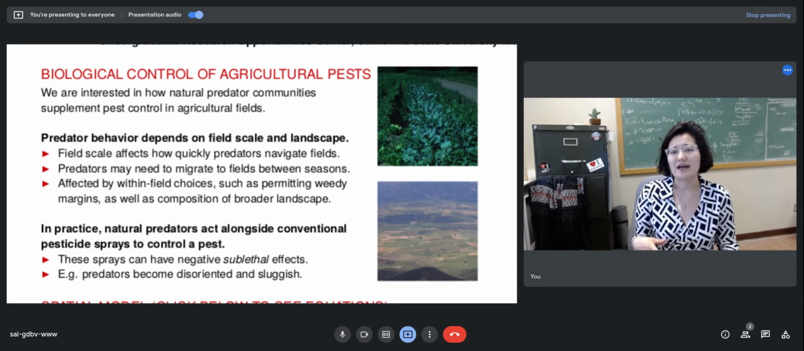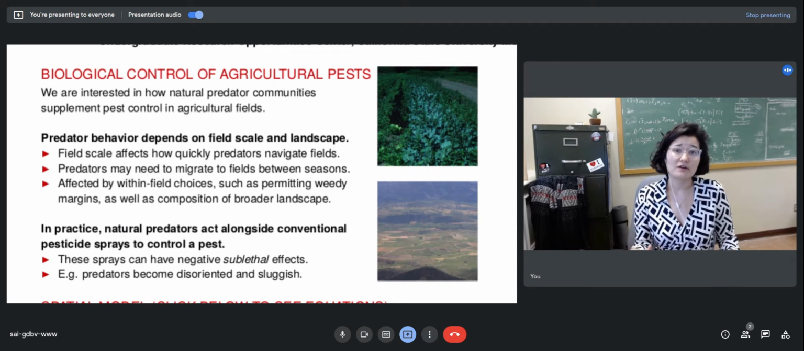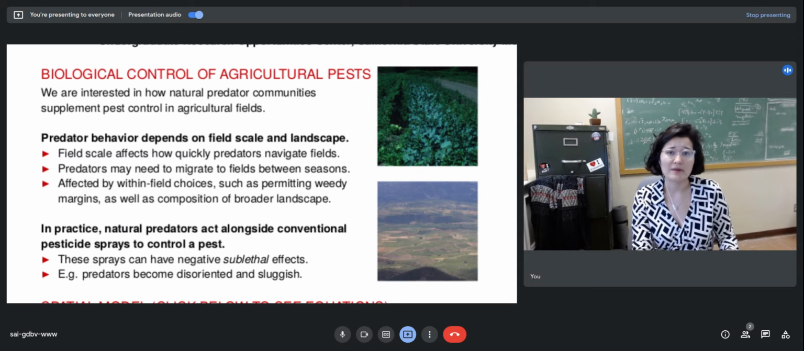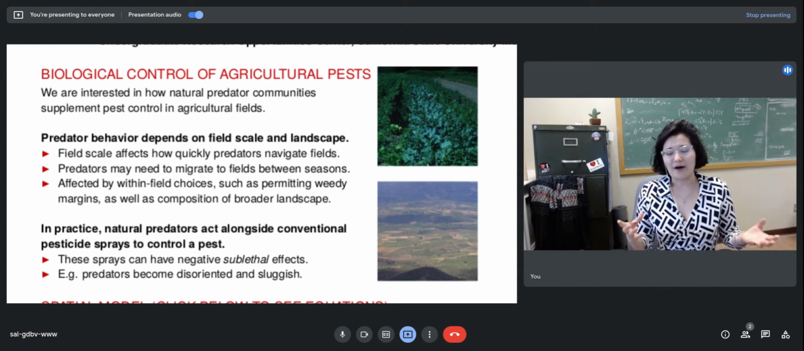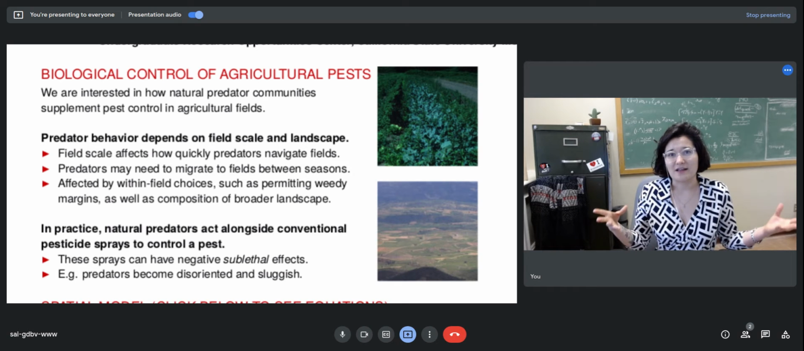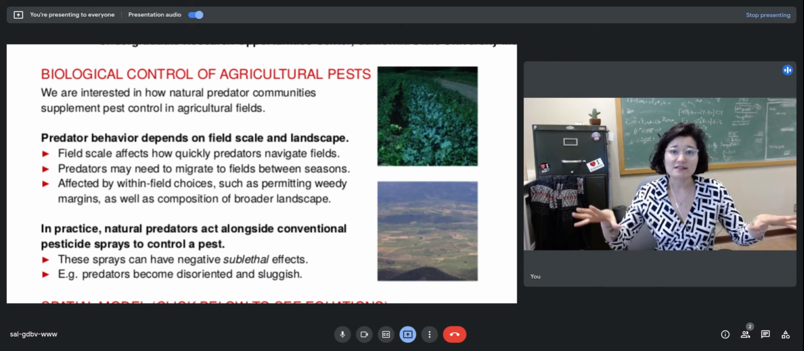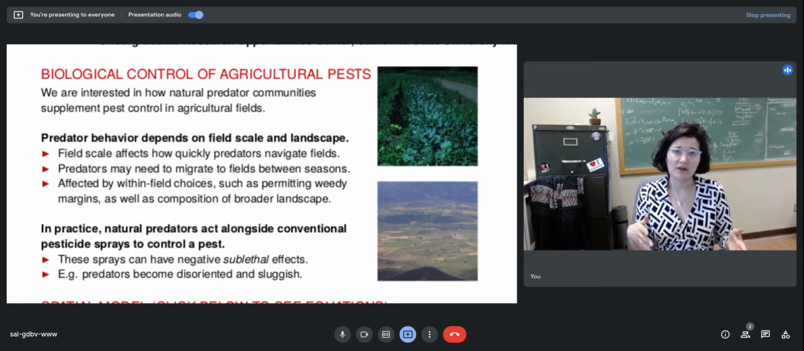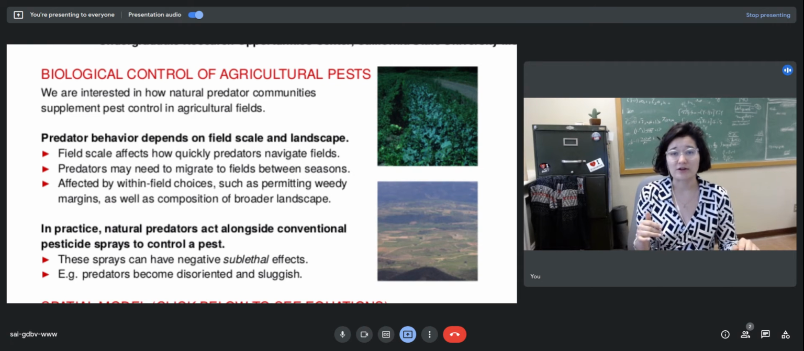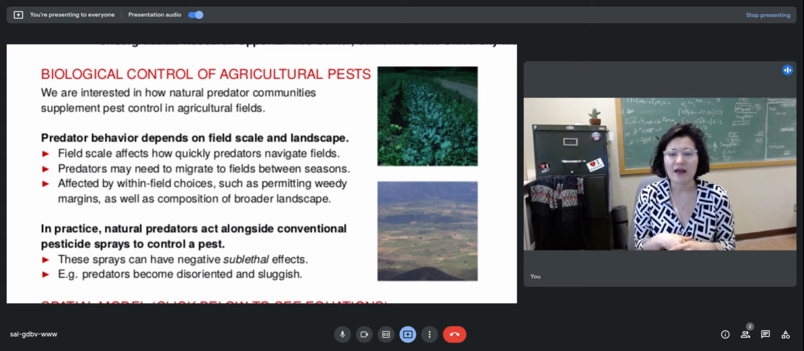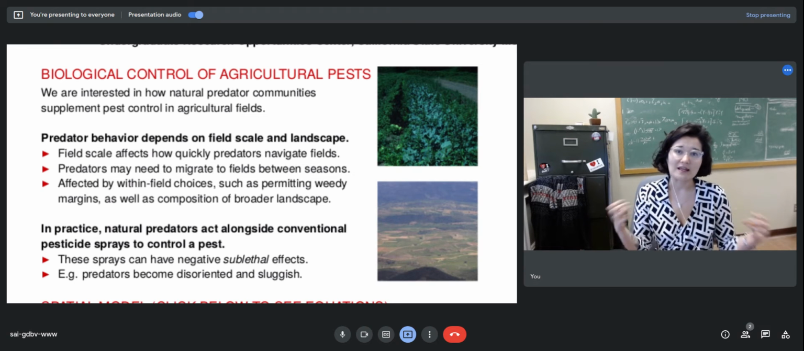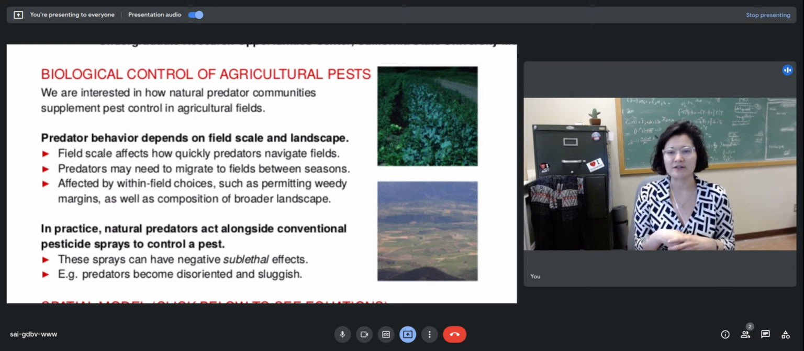And in this project, I'm thinking about how the composition of those fields affects predator behavior and efficiency as biological control agents. So there's a lot of different aspects of field composition. The size of the field, whether it's very large or very small, affects the speed with which predators can move throughout the field. And the way that people manage the edges of their fields, they might clear cut them or permit weeds to grow up around there, can affect predator movement into the fields during the season.